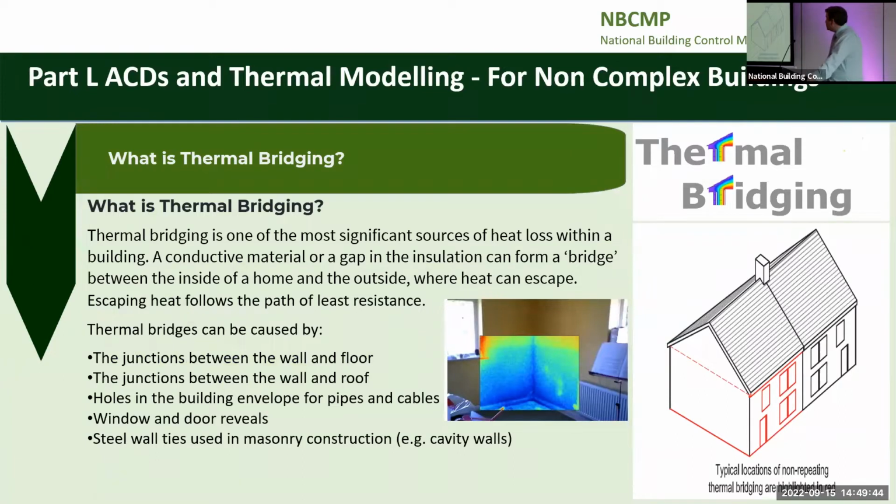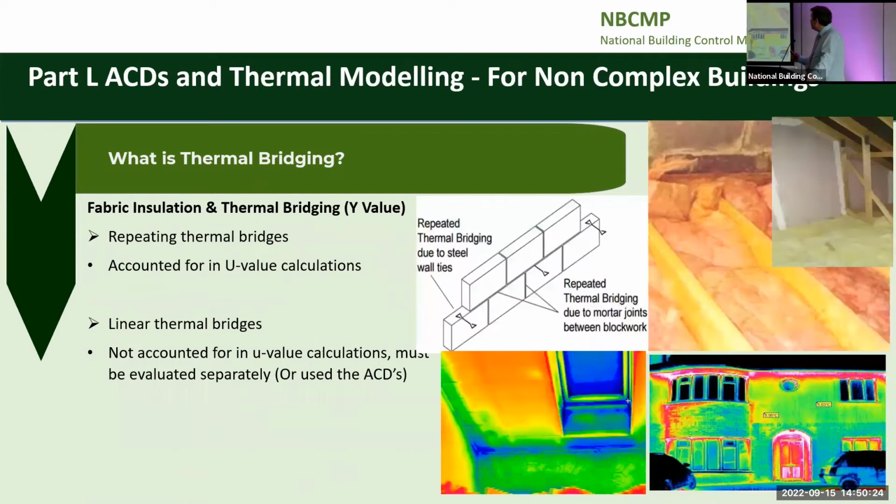So what is a thermal bridge? A thermal bridge is one of the most significant sources of heat loss within a building. A conductive material or a gap in the insulation can form a bridge between the inside of your home and the outside, where heat can escape, as heat flows the path of least resistance. A thermal bridge can be caused by the junction between the wall and the floor, the junction between the wall and the roof, holes in the building envelope for pipes and cables, windows, doors, reveals, and steel wall ties in masonry construction, e.g. cavity walls. You can see the detail here on locations of typical thermal bridges in the technical guidance document.